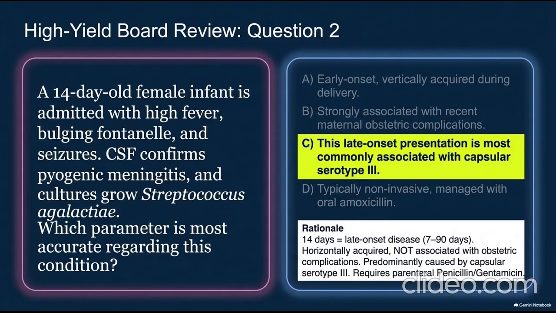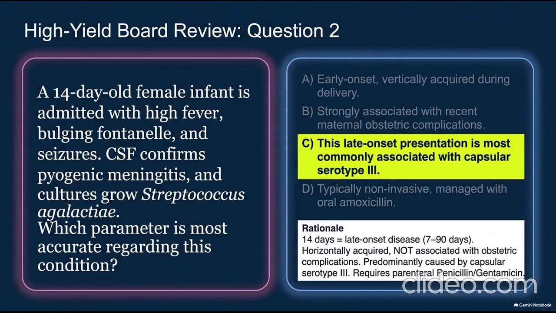Unlike early-onset disease, it is not associated with obstetric complications. The most common clinical manifestation of late-onset GBS is meningitis, and it is predominantly caused by capsular serotype 3. Since it is a serious invasive infection, it requires parenteral penicillin or ampicillin combined with gentamicin, making oral amoxicillin completely incorrect.